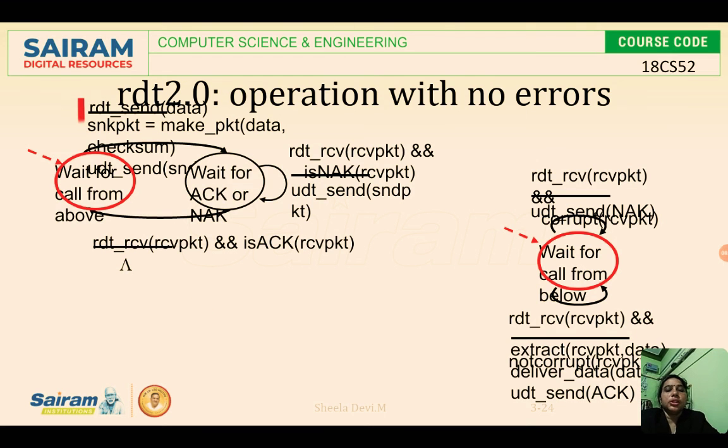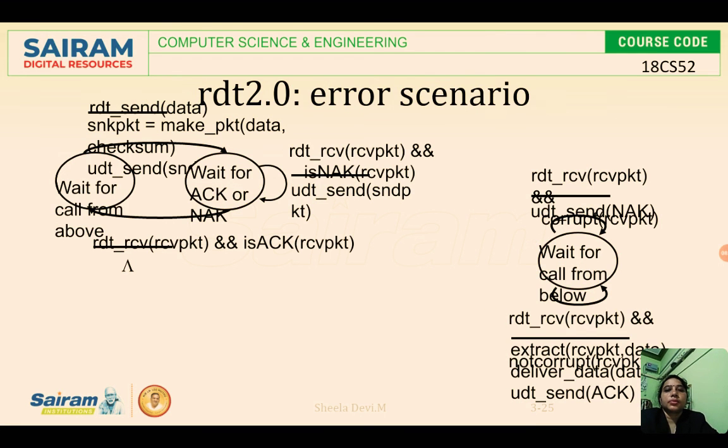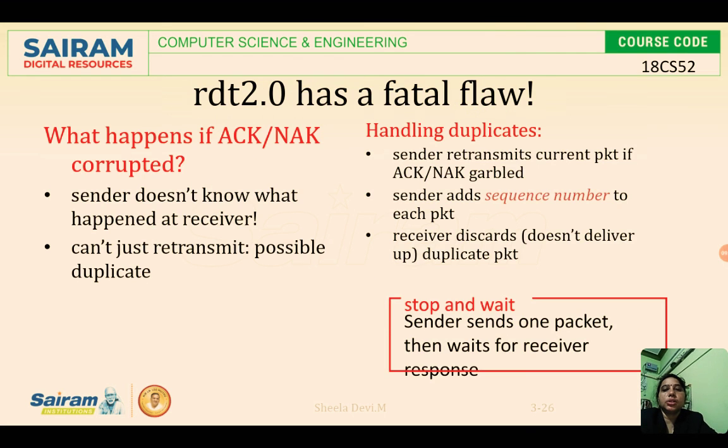Operation with no errors. This is how data moves. This is the error scenario. The same thing is explained once again. Some error scenario. Next. Delivers data, no action. Next.